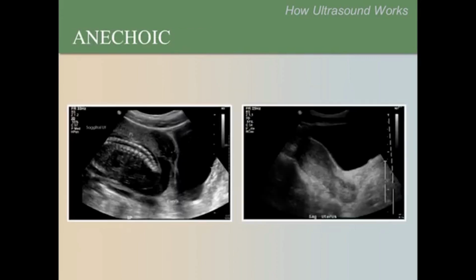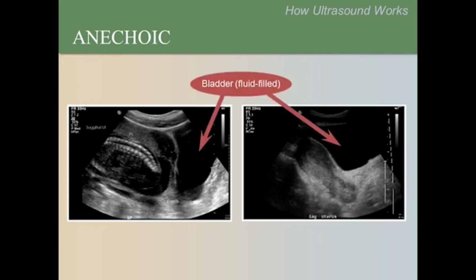If something is anechoic, what does that mean? What color will it look like? Anechoic means there is no echo, so it will appear black. In these two images, the anechoic structures are the bladder, which is fluid-filled.